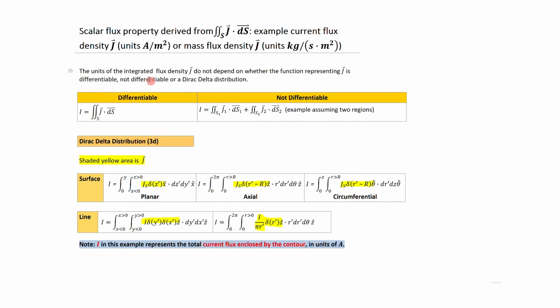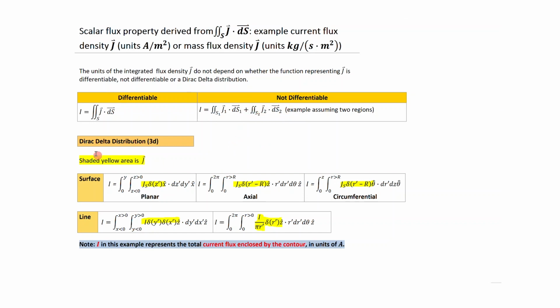The units of the integrated flux density do not depend on whether the function representing J is differentiable, not differentiable, or a Dirac delta distribution. So for example, if it's differentiable, you would just basically integrate over S. On the other hand, if there are two separate regions, and each region is differentiable, then the total current enclosed would be the contribution from region 1 plus the contribution from region 2.